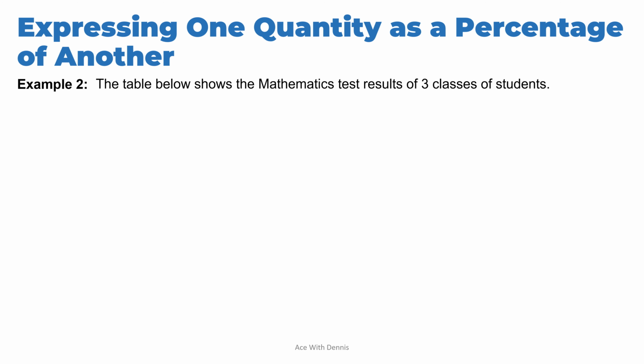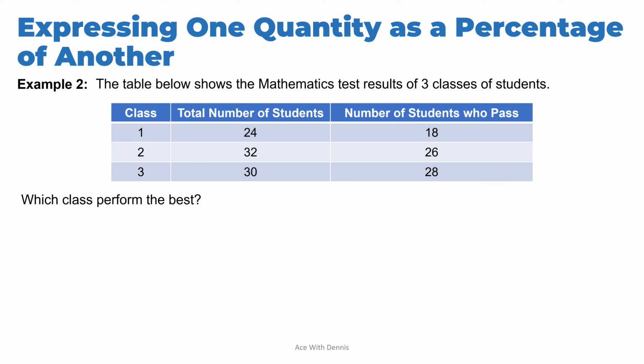Example 2. The table below shows the mathematics test results of 3 classes of students. And here's the table. Which class performed the best? So here's the solution. You can see that the total number of students is different for each class. So it would be unfair to say that class 3 performed better as it has more students who pass, because the total number of students of class 3 is more compared to class 1.